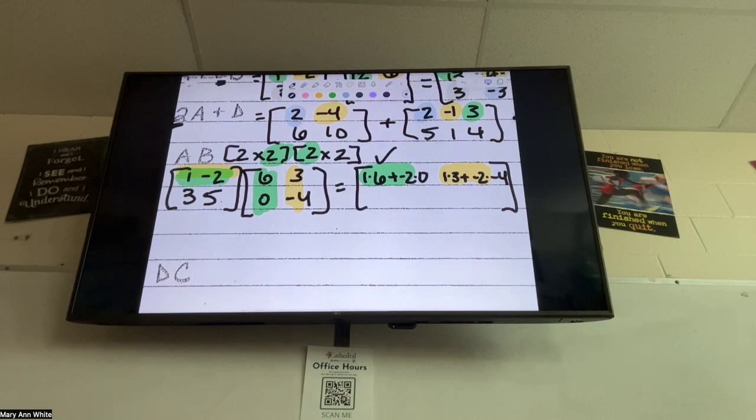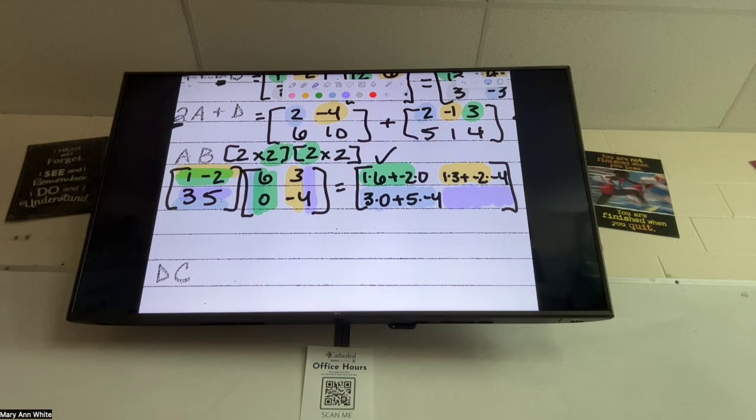We're gonna do the same thing on the bottom. So now to find the bottom left one, we're gonna do the bottom row and the left column. You guys kind of finding that pattern that we're doing? So 3 times 0 plus 5 times -4. And then to get the bottom right one, we're gonna do the bottom row, second column.